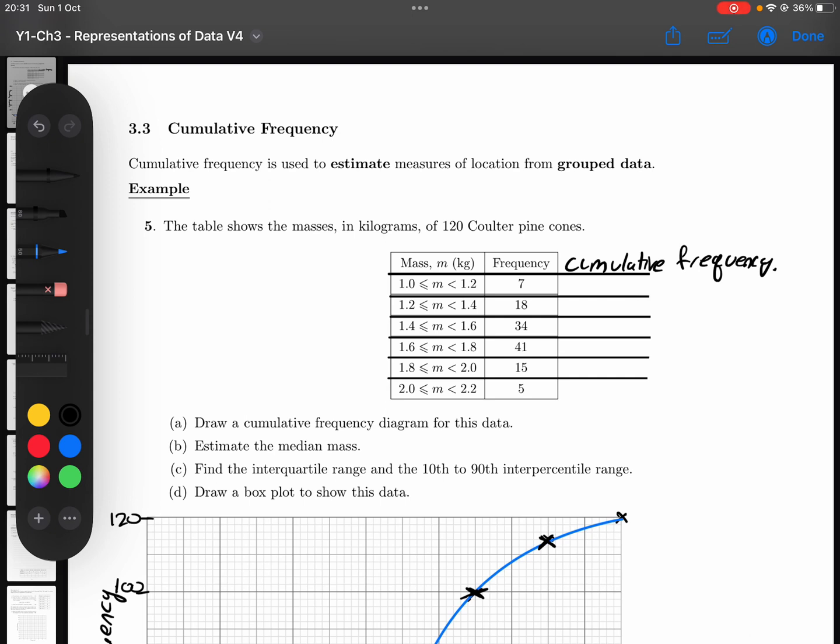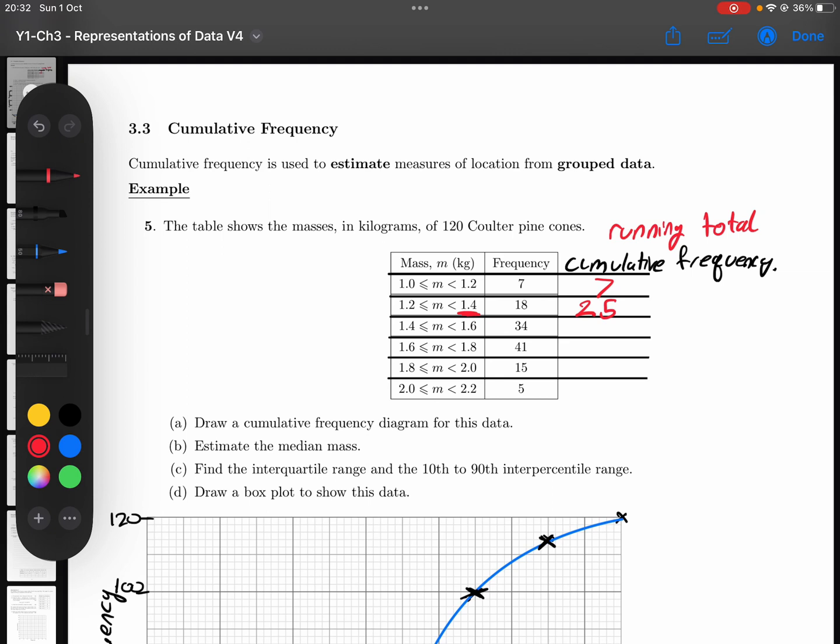Cumulative frequency also means the running total in more everyday language. So cumulative frequency is just a technical way of saying the running total. If I look at this data set, how many have a mass of less than 1.2 kilograms? It would be 7. How many have a mass less than 1.4? Well, it's those 18 in this class plus the 7 before to get a total of 25.